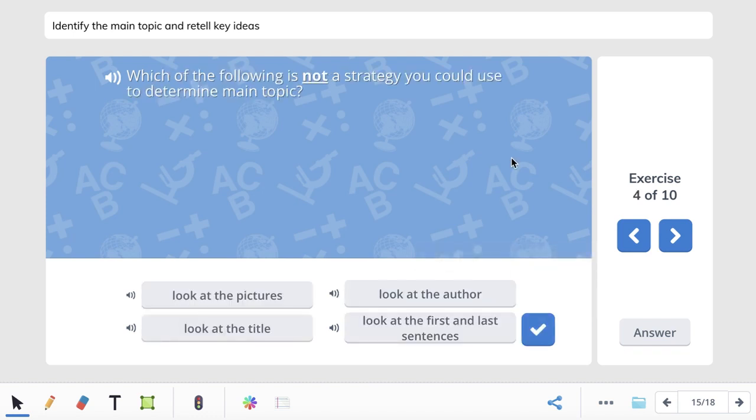Okay, which of the following is not a strategy you could use to determine the main topic? Look at the pictures, look at the title, look at the author, look at the first and last sentences. Okay, guys, so looking at the pictures will help you. Looking at the title will help you. Looking at the first and last sentences will help you, but if you look at the author, it is not going to tell you the main idea.